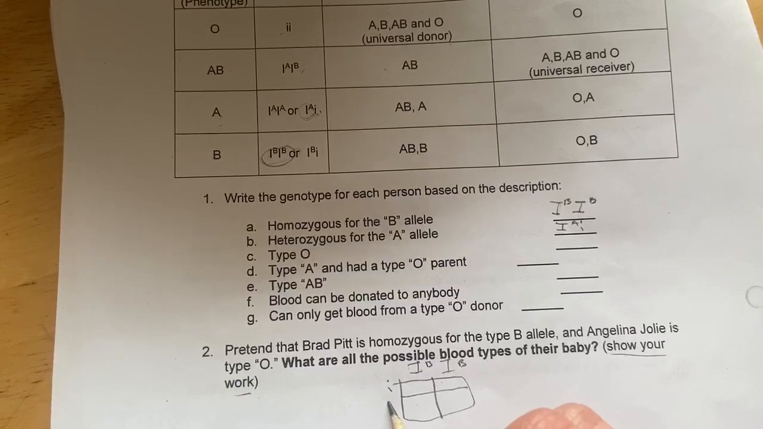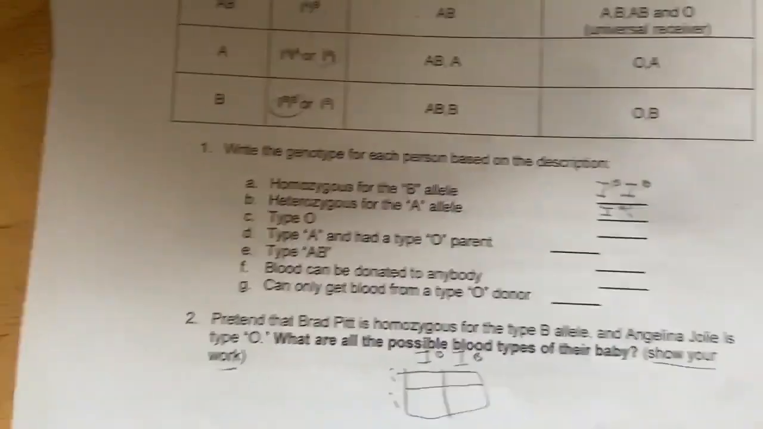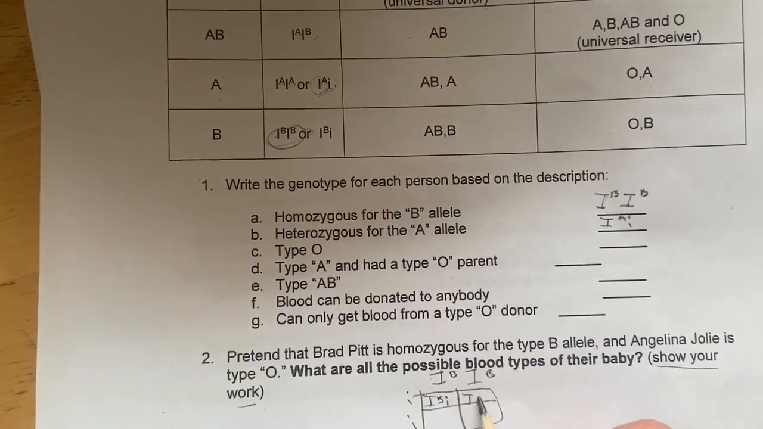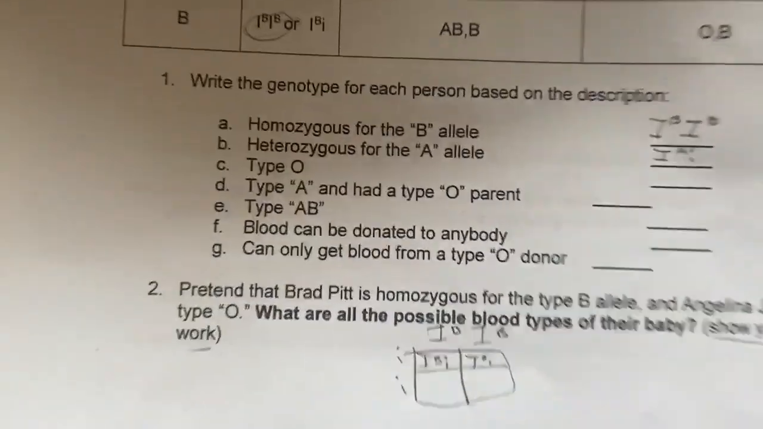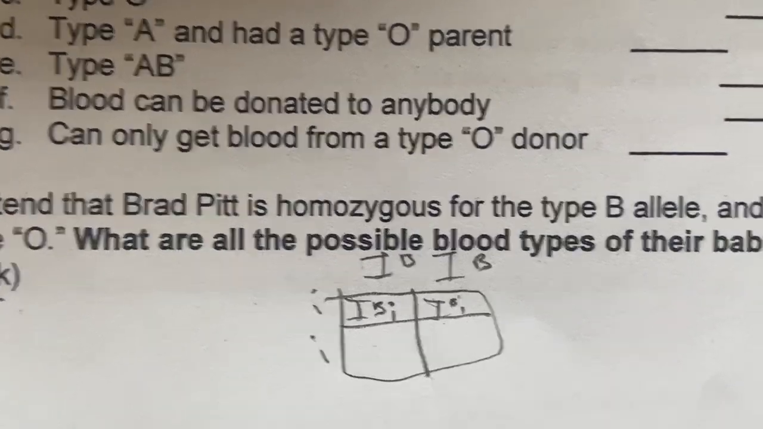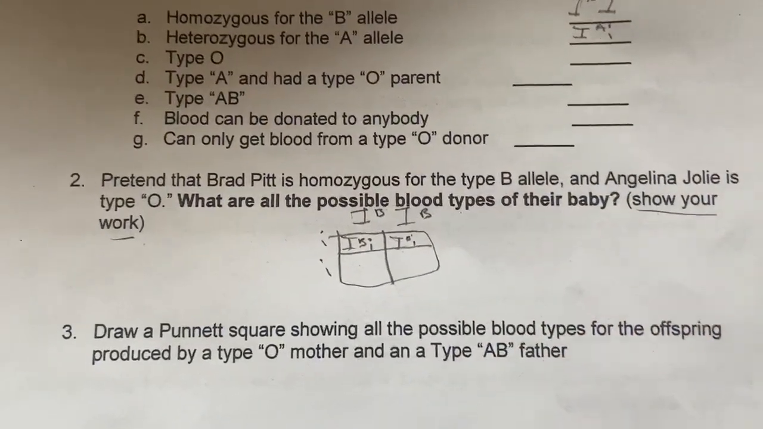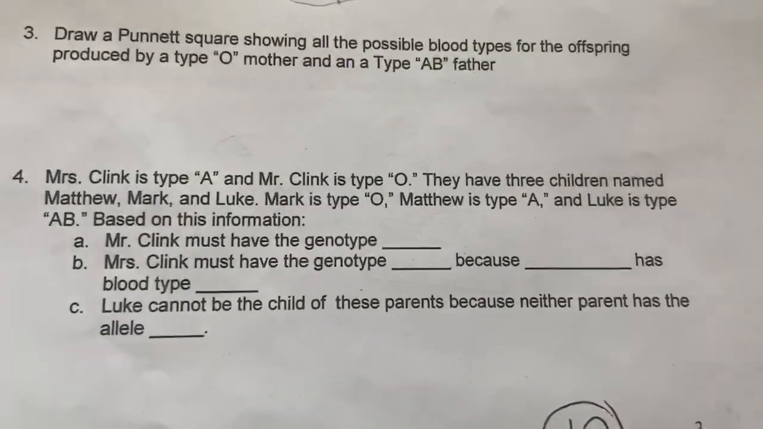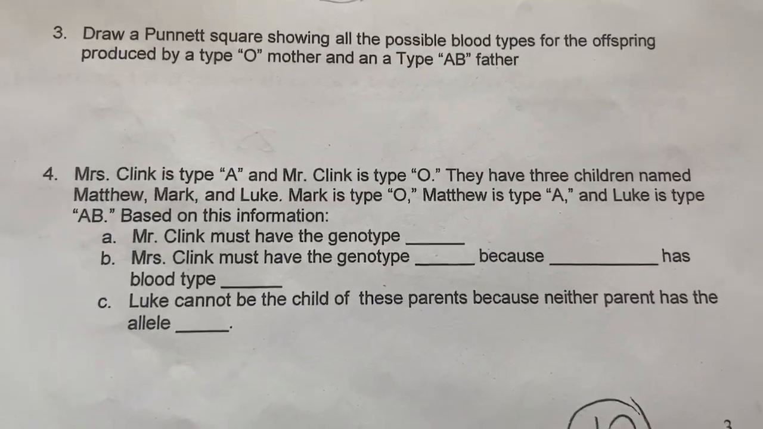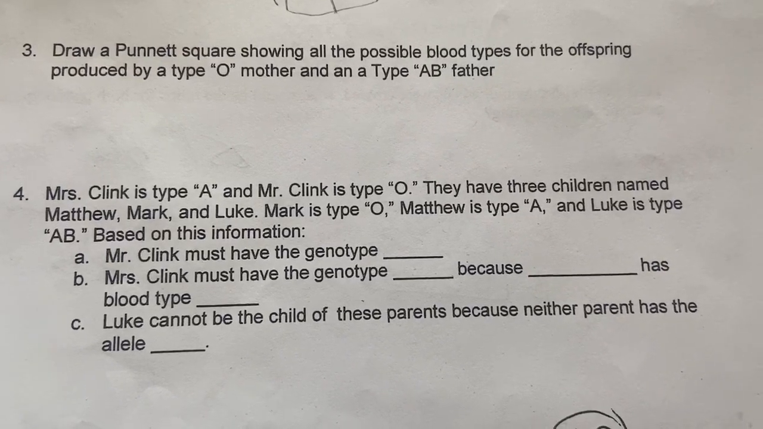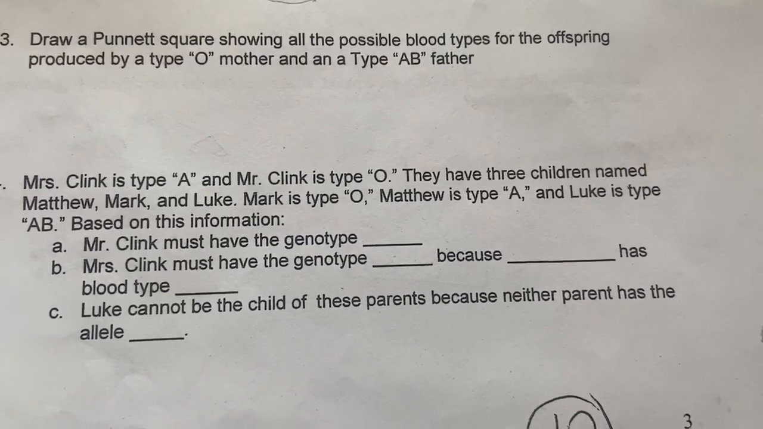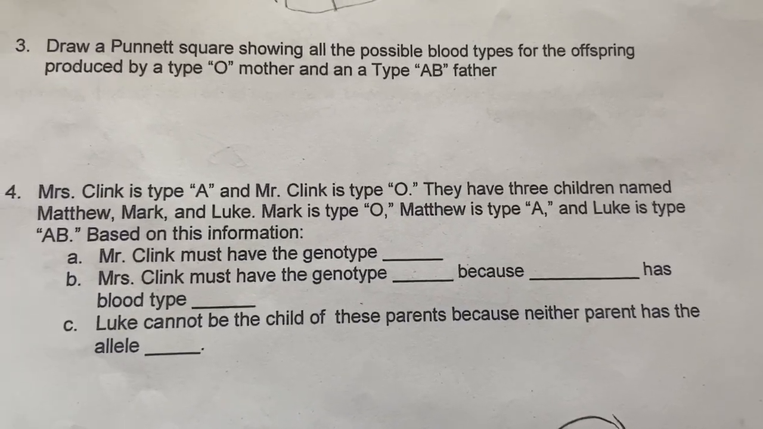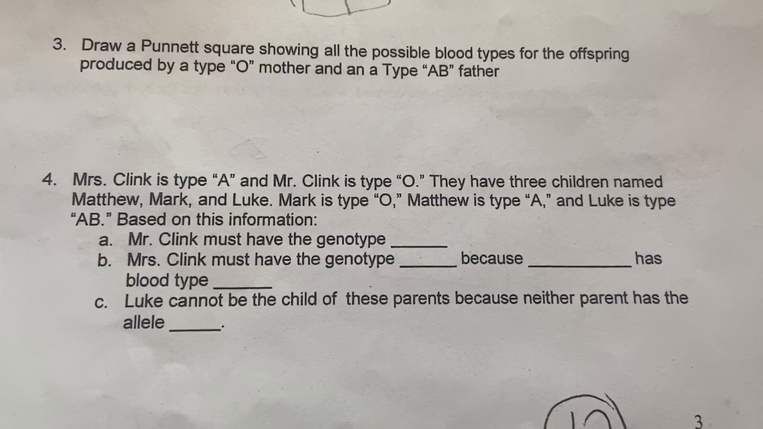You guys are going to do the rest. That's how you would set that up. Then, for example, you'd have IB, little i, IB, little i, right? You can fill in the rest of that square and figure out what possible blood types their baby would have. Same thing for number 3. And then number 4, you're working backwards. It says Mrs. Klink is type A and Mr. Klink is type O. They have 3 children named Matthew, Mark, and Luke. Mark is type O, Matthew is type A, and Luke is type AB.